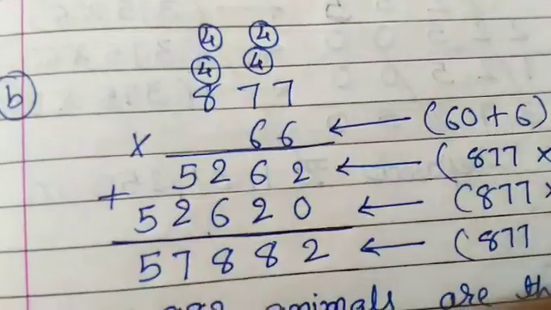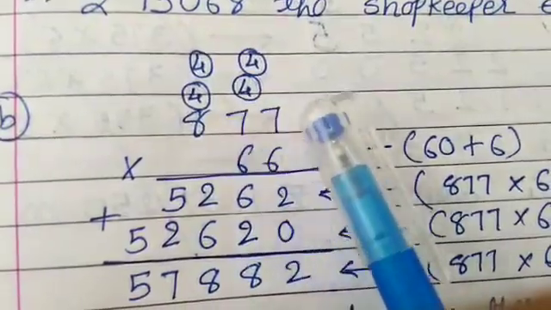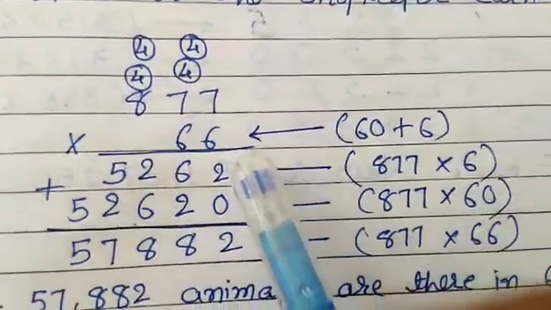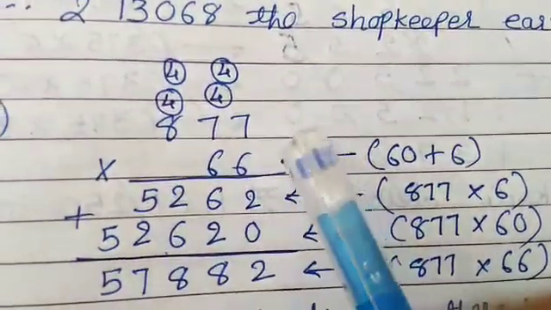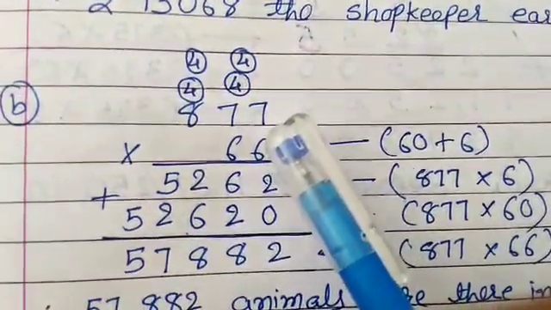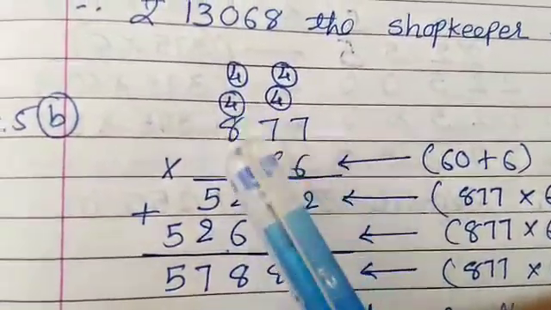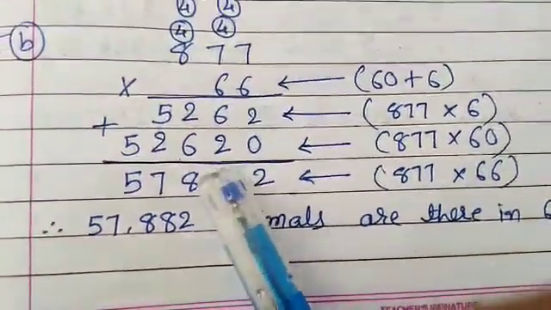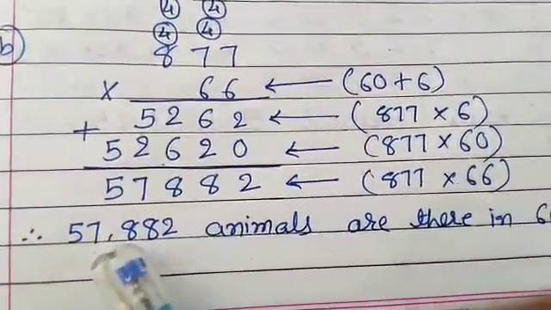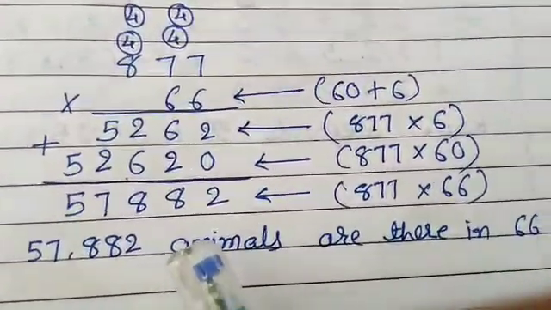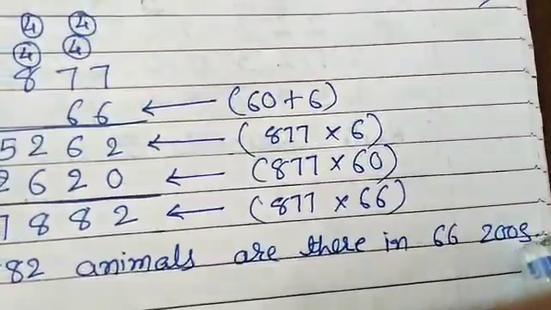Now we will solve this. Here the numbers I have written, and we will multiply as usual. We will start multiplying from the ones place of the multiplier, and one by one we will multiply, and our answer is 57,882. So the last statement will be: 57,882 animals are there in 66 zoos.